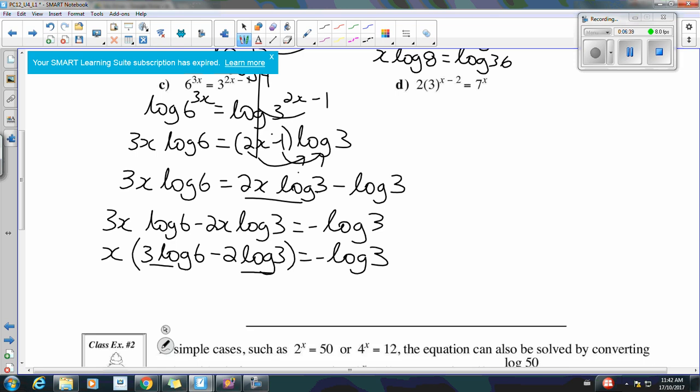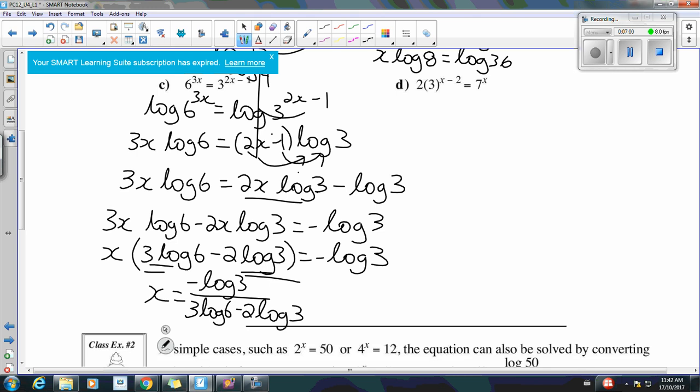Factor an x from both terms, and I'm left with x times 3 log 6 minus 2 log 3. Now I can divide by this whole expression. So x is equal to the negative log of 3 divided by 3 log 6 minus 2 log 3.